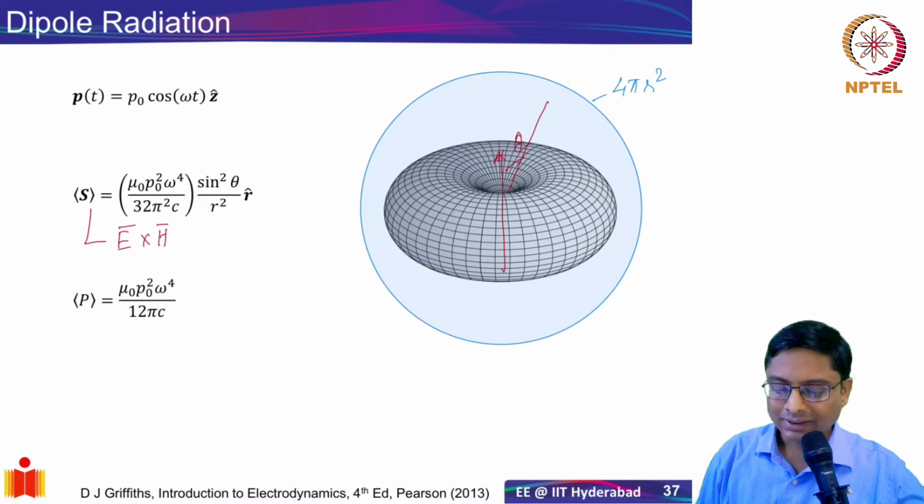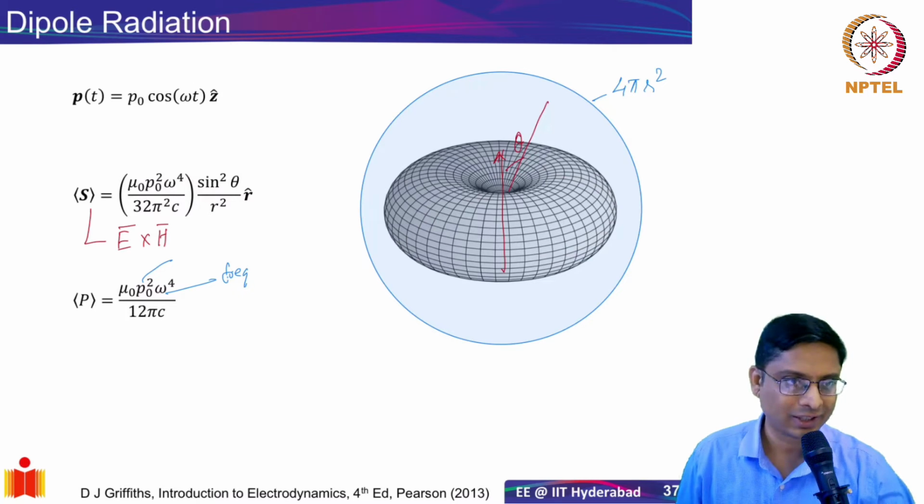And then there's another important thing: if I take the time average power, it turns out that it depends on the fourth power of frequency, omega to the power 4. And then there is a second power of the dipole moment. So these are a couple of important features that we see for dipole radiation.